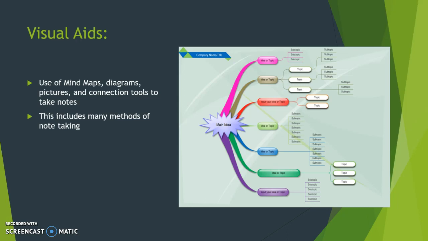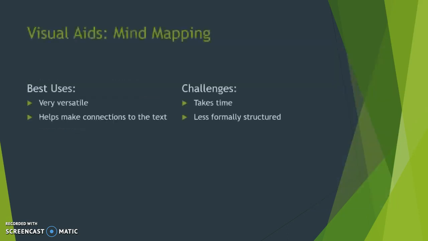Today we're going to be focusing mainly on mind mapping, which is a fairly new method of note-taking that is actually a lot easier to use in a digital environment. So it's very versatile, and it helps make connections to the text. Mind mapping is something that they're actually teaching younger and younger students how to do. It's able to organize thoughts, and it also helps to create visual connections. Some challenges that you will run into with mind mapping is that it takes some time. It does take a little bit of time to organize and to design different mind maps, and it's not as formally structured as, say, the Cornell note-taking method. So it's a little bit different, and it is following another structure.